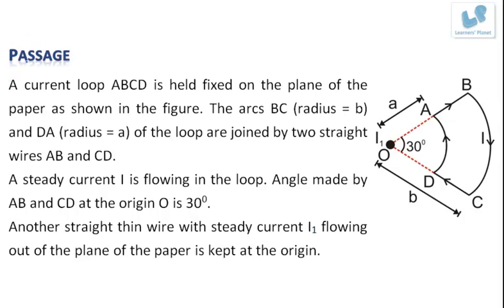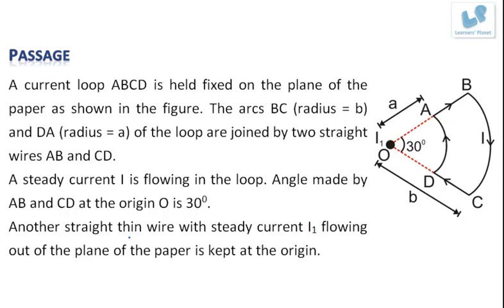Now look at the next set of questions, which is based on the passage. A current loop ABCD is held fixed on the plane of the paper as shown in the figure. The arcs BC having radius B and DA having radius A of the loop are joined by two straight wires AB and CD. A steady current I is flowing in the loop. Angle made by AB and CD at the origin O is 30 degree.